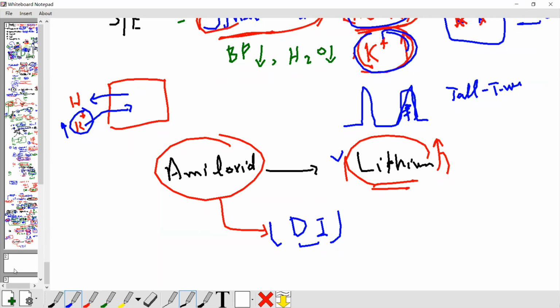Now we move on to the next topic. The next topic we will start is anticoagulants, anti-clotting drugs.